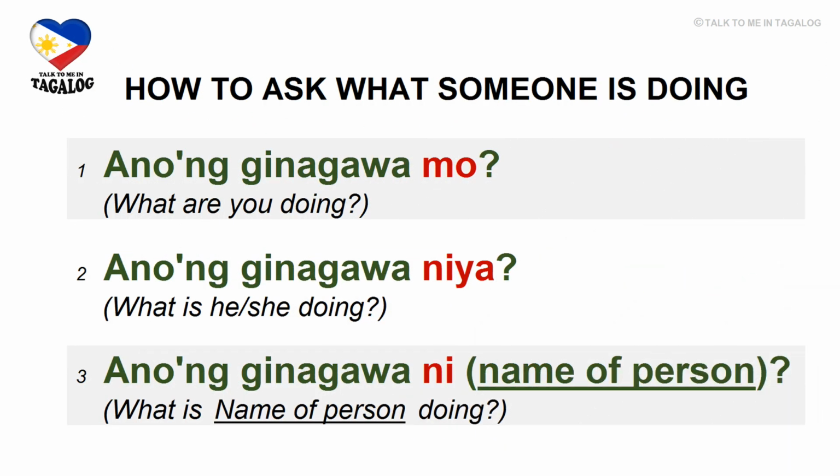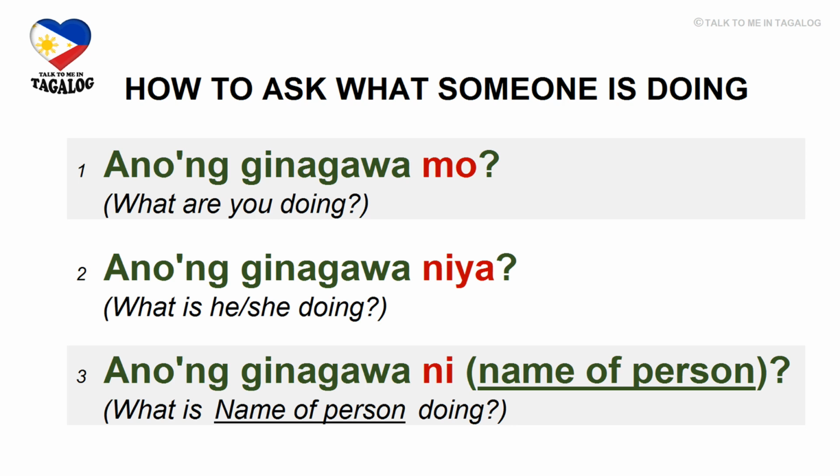Before learning the answers to the question, what are you doing? Let me teach you first how to ask what someone is doing in Filipino. Our first sentence pattern is, Anong ginagawa mo? Anong is the contracted form of ano ang, meaning what. Ginagawa means doing and mo means you. So anong ginagawa mo means what are you doing? To ask the person you're talking to what the third person is doing, simply replace the pronoun mo with niya, which means he or she.